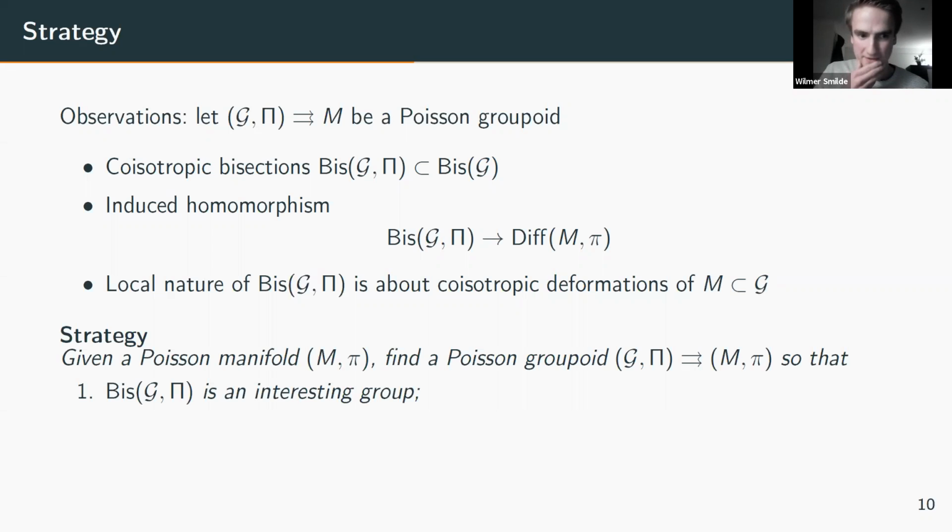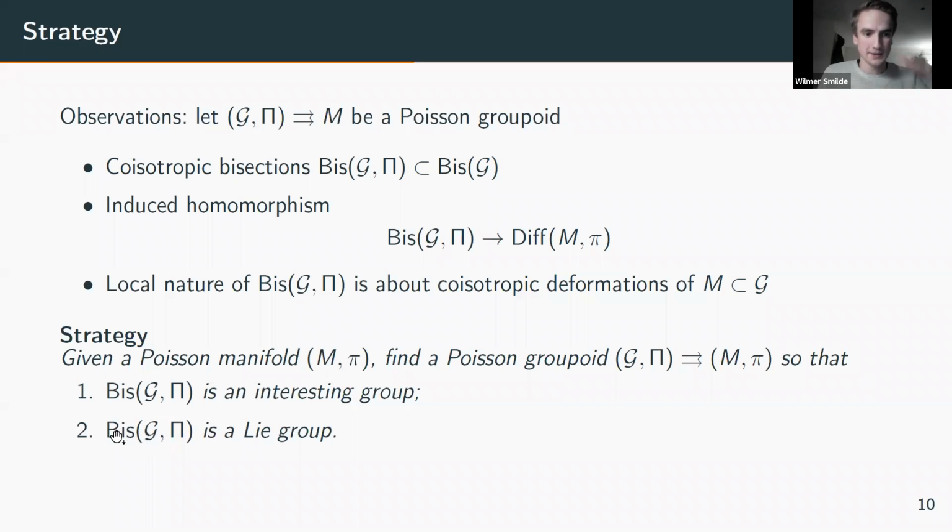So we can now formulate a strategy. If we start with this Poisson manifold M, we want to find a Poisson groupoid over this Poisson manifold, so that the group of bisections is an interesting group. And what do we mean by an interesting group? Namely, that this induced homomorphism either surjects onto one of those subgroups that we introduced before, or maybe is in one-to-one correspondence, or gives a bijection with one of those subgroups. Something from which you can obtain information about the Poisson diffeomorphisms.